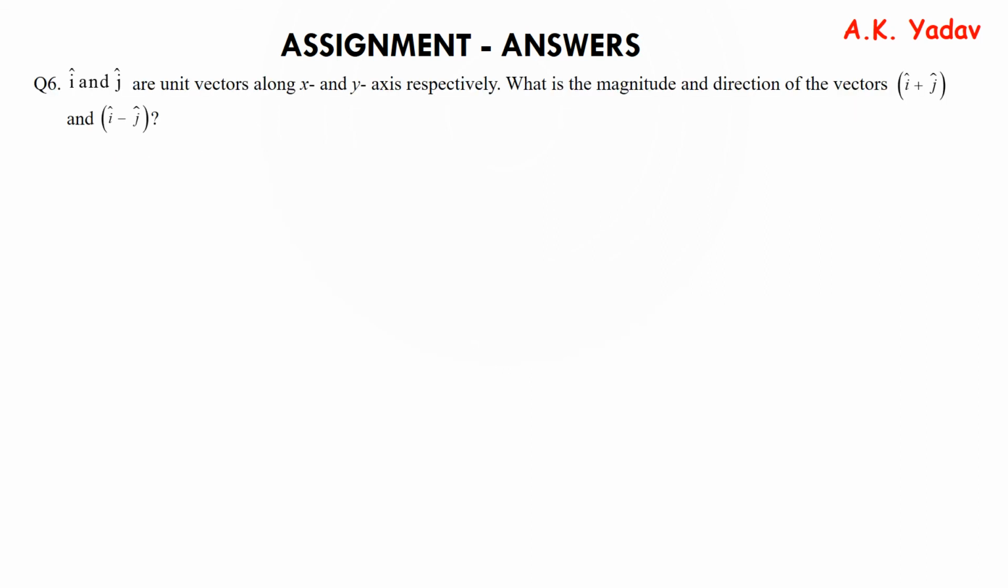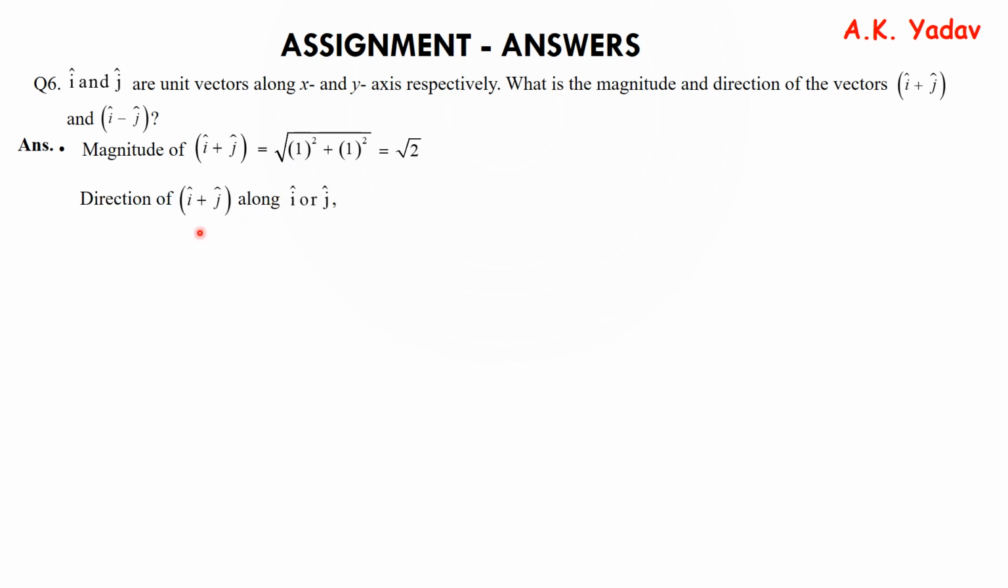Let us move to question number 6, which is: i cap and j cap are unit vectors along x and y axis respectively. What is the magnitude and direction of vectors i plus j and i minus j? By the way, this was the example, I am doing it with another method. Now, what is the magnitude of i plus j? That is under root of 1 square plus 1 square, that gives under root of 2.